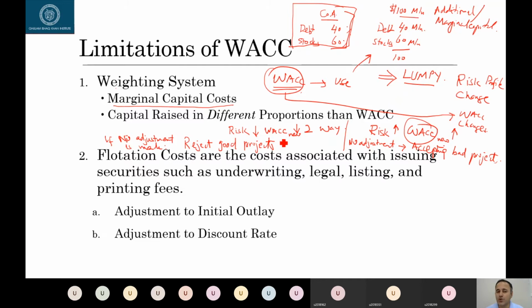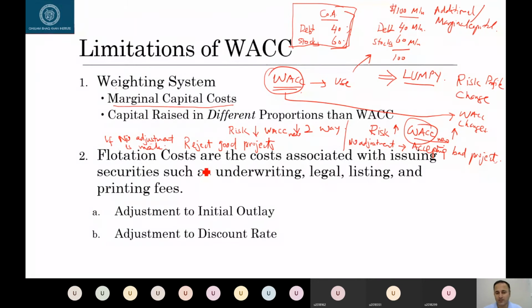Okay, so there are two risks. If the risk becomes low because of additional capital, okay, and I do not make adjustment, I may reject a good project. But let's say if the risk increases, of course, I have to make an adjustment in WACC. If I do not make that adjustment, I may accept a project which is bad. So these are the risks.